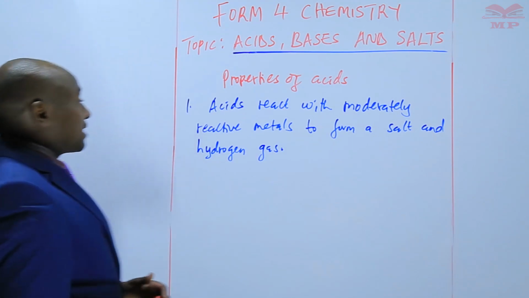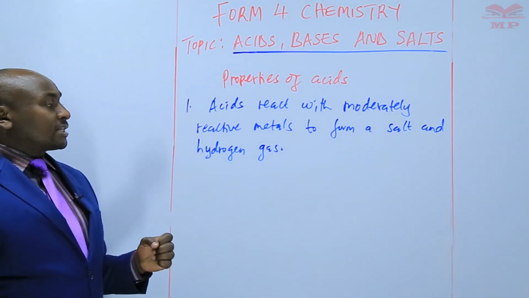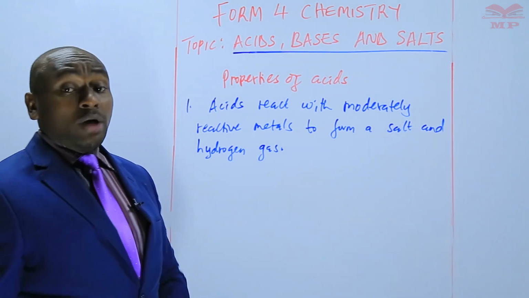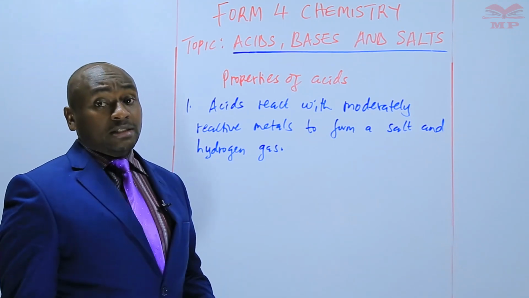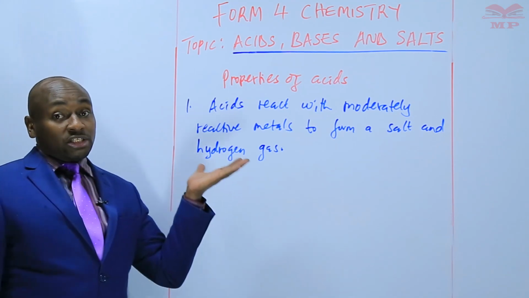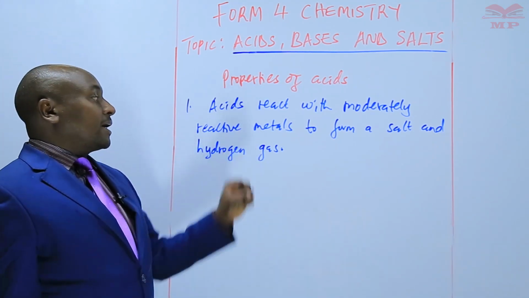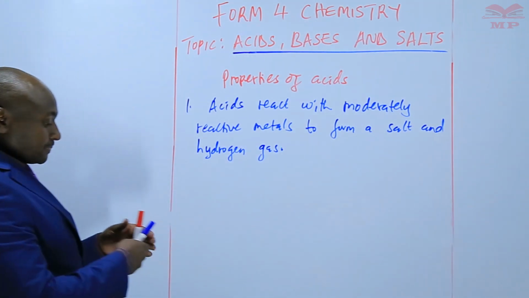And basically what we are saying here is that not all metals react with acids. We have some metals, especially those below hydrogen in the reactivity series, that do not react with acids. It's only those metals that are above hydrogen in the reactivity series. That's why we're talking about the moderately reactive metals to form a salt and hydrogen gas.